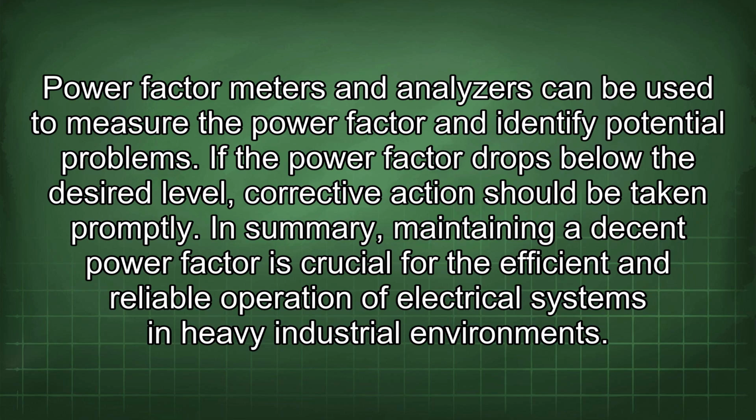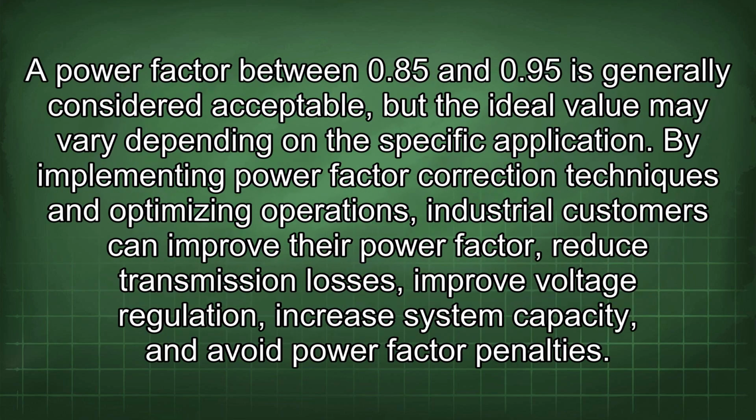In summary, maintaining a decent power factor is crucial for the efficient and reliable operation of electrical systems in heavy industrial environments. A power factor between 0.85 and 0.95 is generally considered acceptable, but the ideal value may vary depending on the specific application. By implementing power factor correction techniques and optimizing operations, industrial customers can improve their power factor, reduce transmission losses, improve voltage regulation, increase system capacity, and avoid power factor penalties.